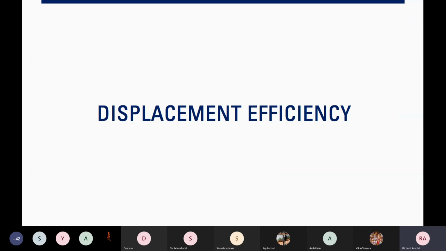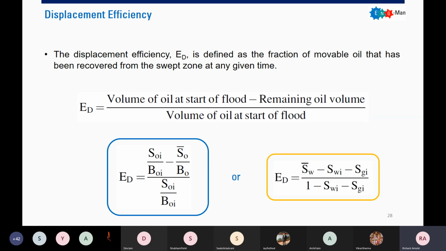And now we are ready to discuss displacement efficiency, and it's quite challenging. Displacement efficiency is defined as the fraction of the movable oil that has been recovered from the swept zone at any given time. You can see displacement efficiency microscopically or macroscopically. In this presentation, I'm concentrating on macroscopic displacement efficiency. This is the formula: displacement efficiency is the volume of oil at the start of the water flood subtracted by the remaining oil volume, divided by the volume of oil at the start of our water flood.